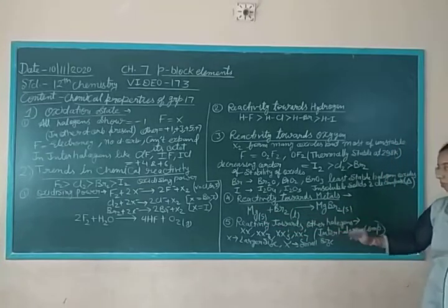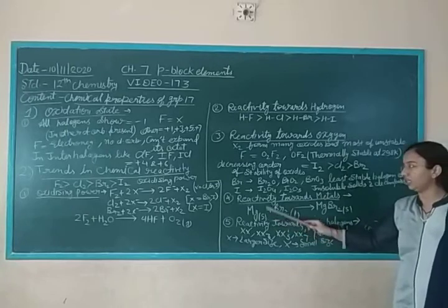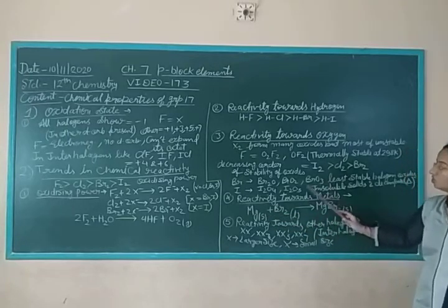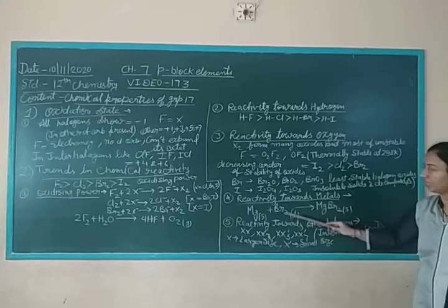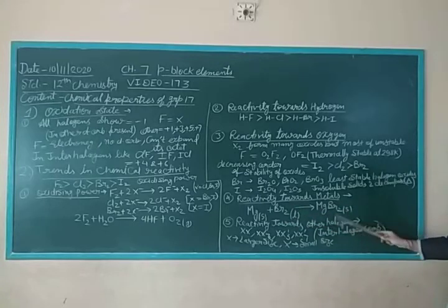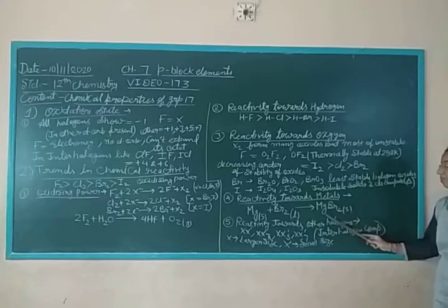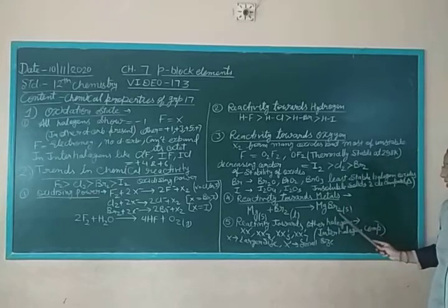Magnesium reacts with bromine. Magnesium, an alkaline earth metal, reacts with the halogen bromine liquid to form a halide, which is a solid: MgBr2, magnesium bromide. So reactivity towards metal gives a stable halide. Clear?